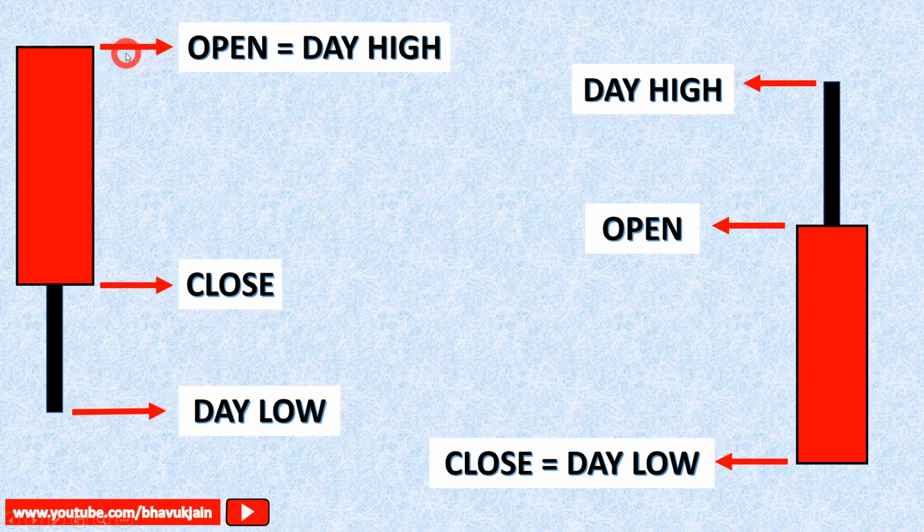Okay, and it went as low as this point, but the bulls took some charge and they pushed it up to this point where it closed. So this is a bearish candle. Why? Because the price opened up and closed down. Here in this example, price opened here, that is the upper side of the body.